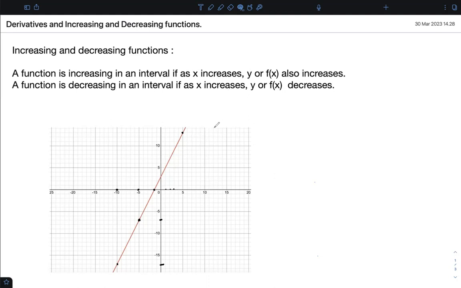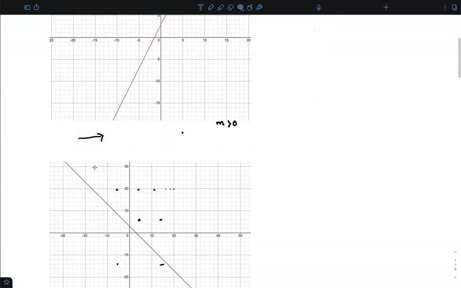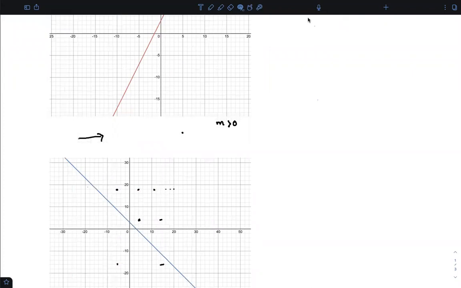Also, what is the gradient of this graph? Is it positive or negative or 0? We see that the gradient is positive because it's a line which is going up from left to right. So an increasing function has a positive gradient. Let us now take a look at another graph. So now we have this graph of another straight line which is going down.